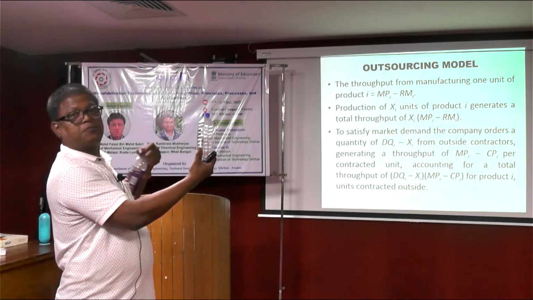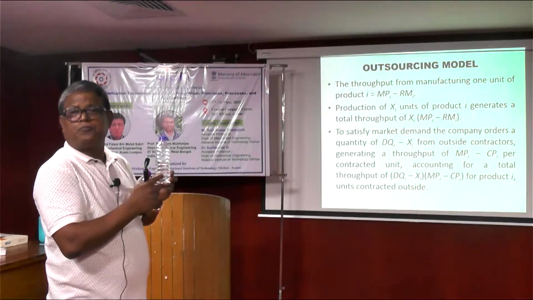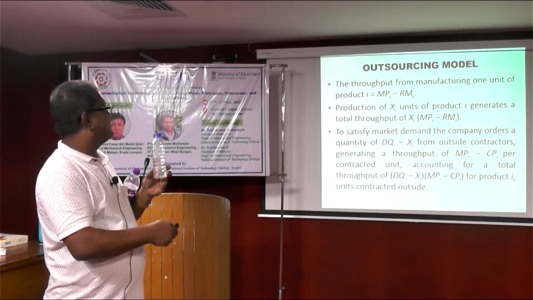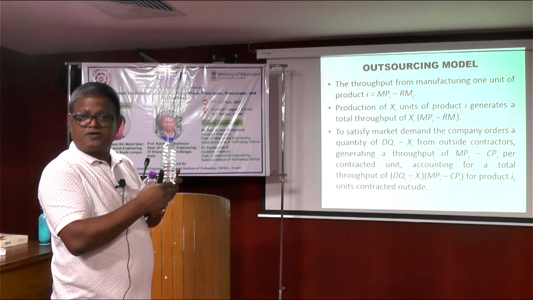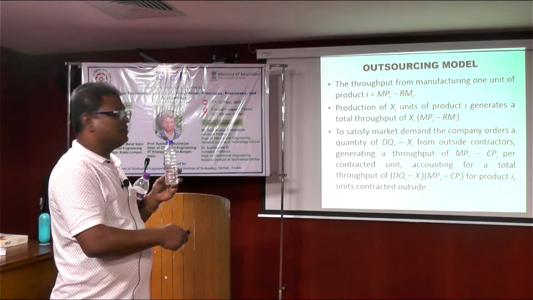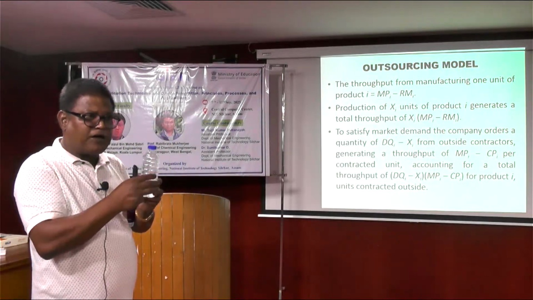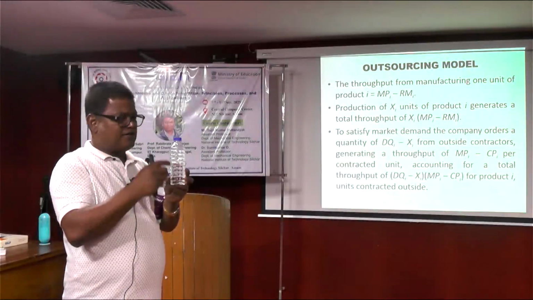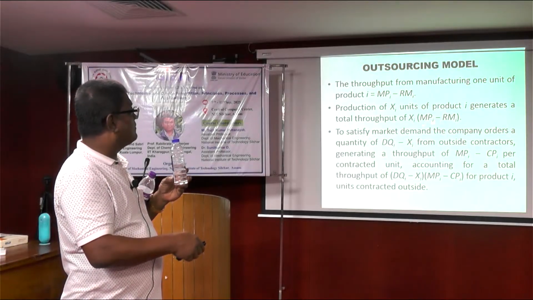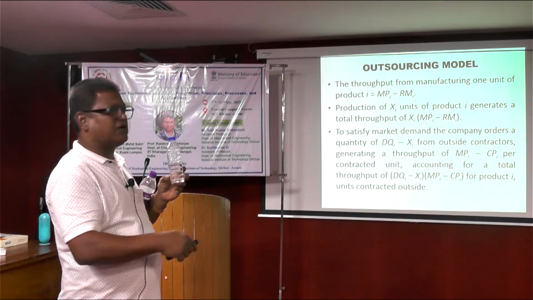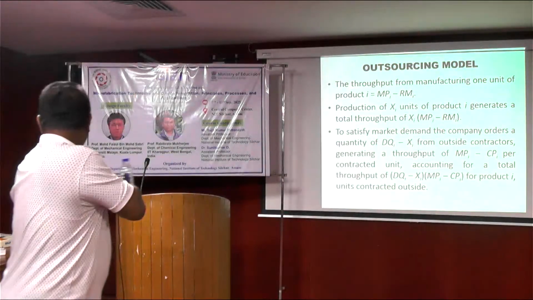Similarly, say this is product 2. What is the throughput for this product? That is MP2 minus RM2. What is the quantity of this product? X2. So what is the throughput by manufacturing this in-house? That is X2 into (MP2 minus RM2). Understood?